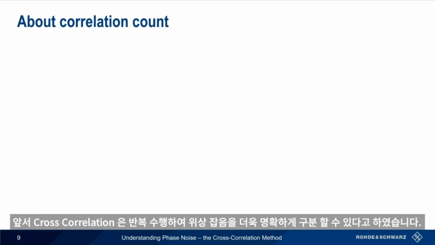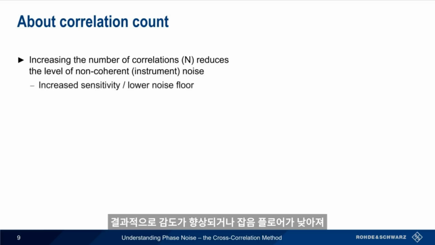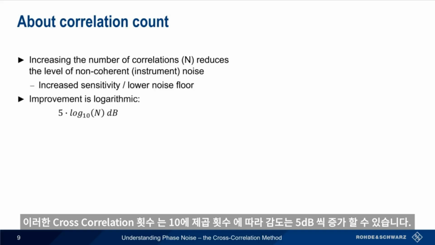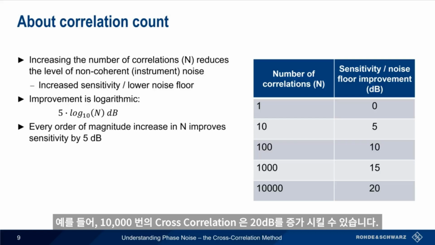We mentioned earlier that cross-correlation can be performed iteratively or repeatedly. If we increase the number of correlations, n, this will reduce the level of non-coherent instrument noise in our results. This in turn provides increased sensitivity or a lower noise floor, allowing accurate measurements of even very low levels of phase noise. This improvement is logarithmic. Every time we increase the number of correlations by an order of magnitude, sensitivity increases by 5 dB. For example, 10,000 correlations will lead to a 20 dB improvement.